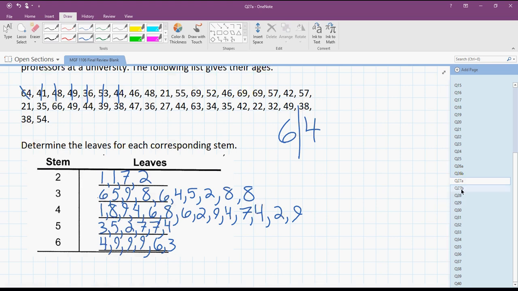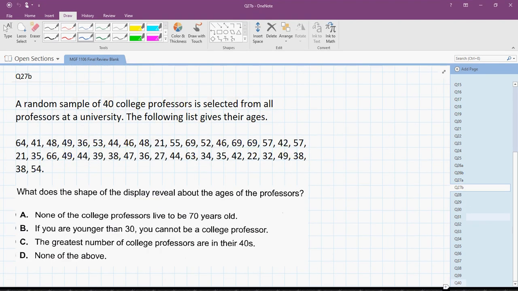So if we go into that question, based off of what we found up here, none of the college professors lived to be 70 years old. Well, we don't know if anybody died. I mean, we do have a college professor that is 69. So that doesn't mean that at 69 they're dying, or they died. So we don't know about A.